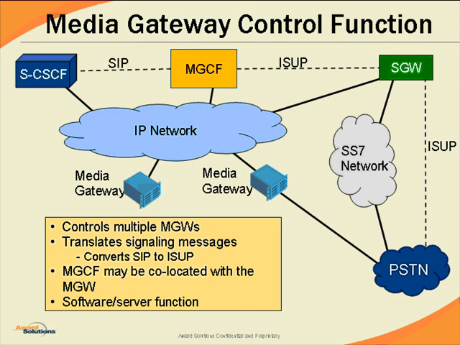Okay, media gateway control function. On one end, it accepts SIP signaling messages such as invite, and on the other hand, it talks the ISUP language, for example, the initial address message. So it converts a SIP message into an ISUP message and vice versa.